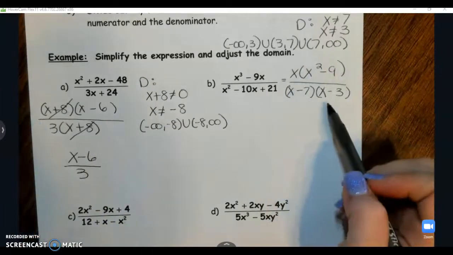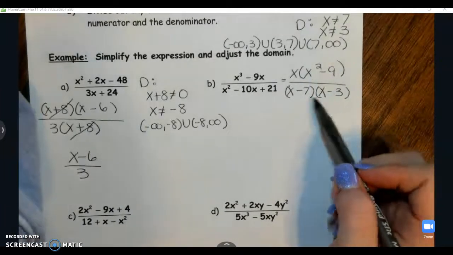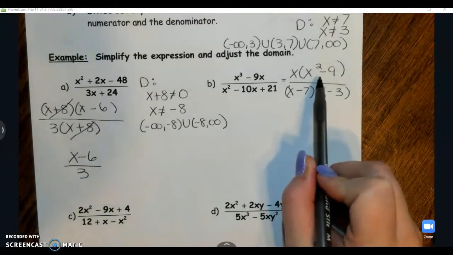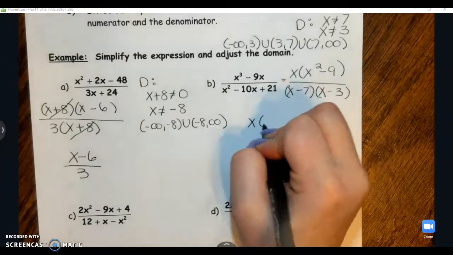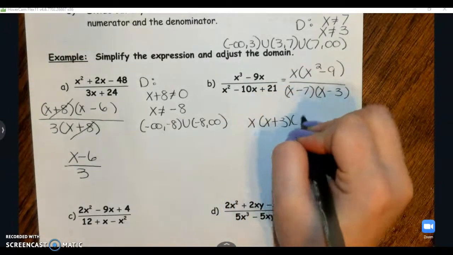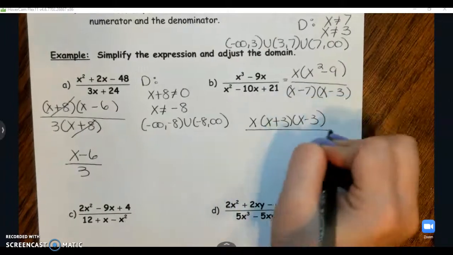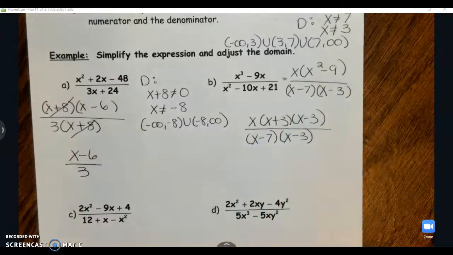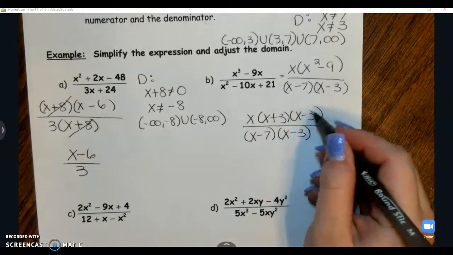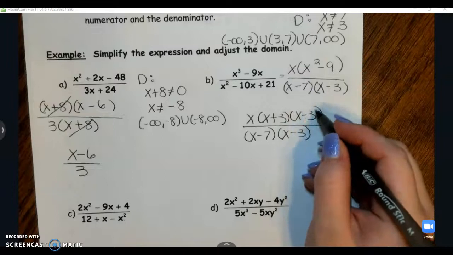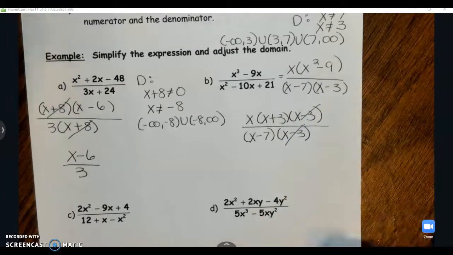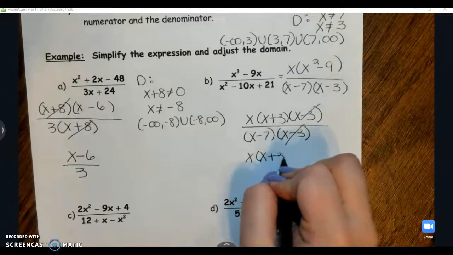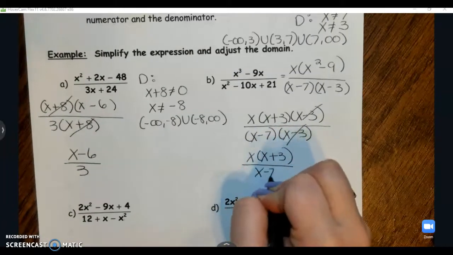Now, looking here, off the bat, I don't see common factors that I can cancel. However, I hope you already identified this is a difference of squares. So that can be rewritten as x plus 3 times x minus 3 in my numerator. And now I have x minus 3, again, protected by parentheses. They match exactly, meaning it's being multiplied. So that can cancel. And our final simplified expression is x times x plus 3 over x minus 7.